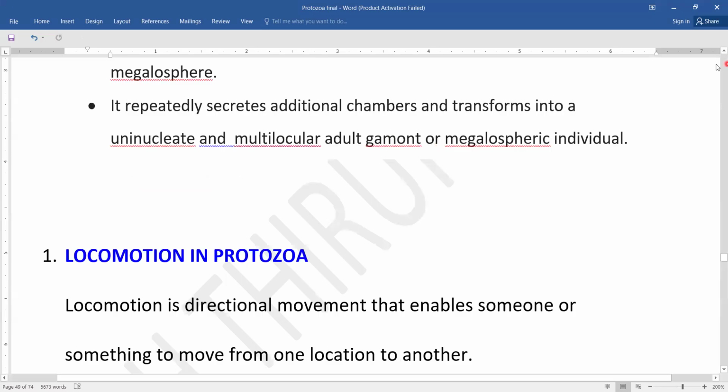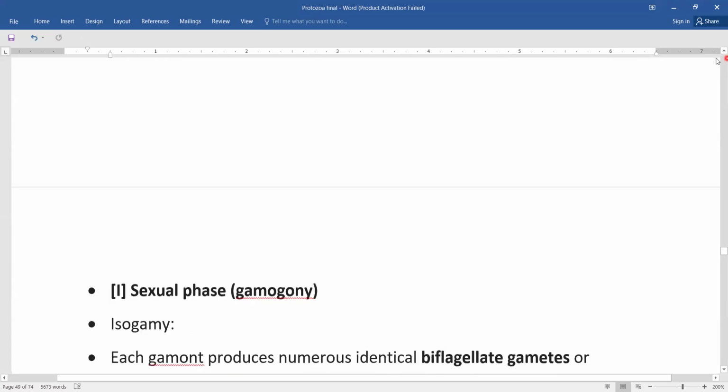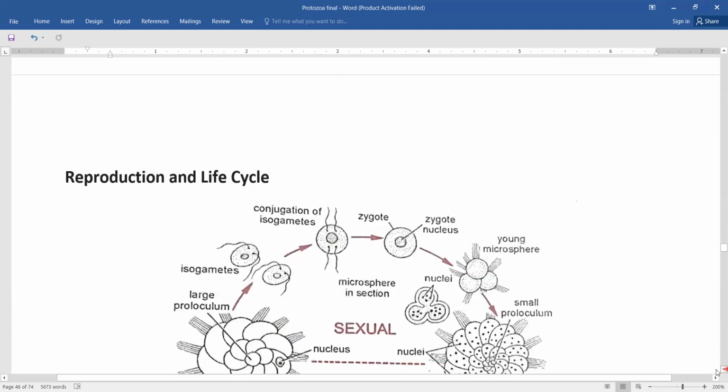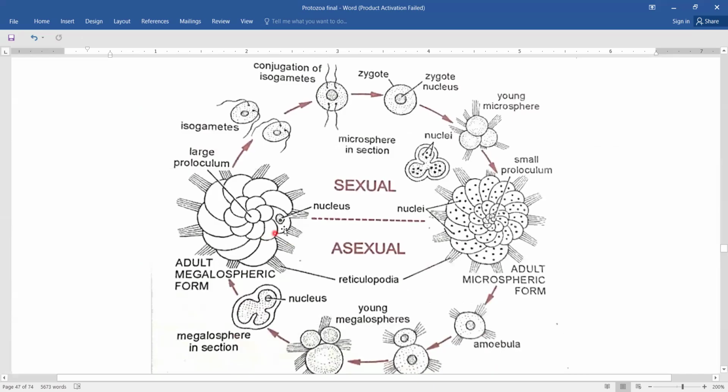Okay, once again I'll show the diagram. Simple, just remembering the diagram is enough. So this is the megalospheric form with a single nucleus, which undergoes sexual reproduction. The zygotic nucleus first divides by meiotic division and later mitotic division, producing many nuclei, and many chambers are produced to become the microspheric form.